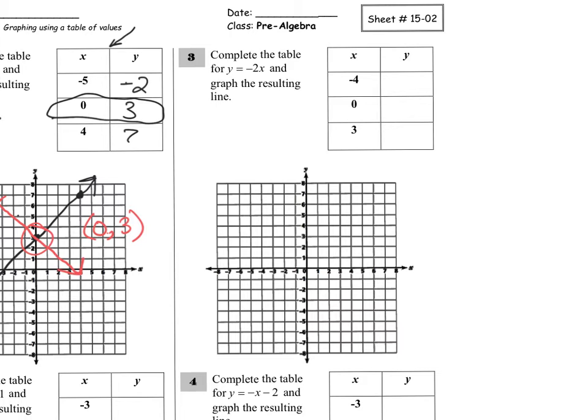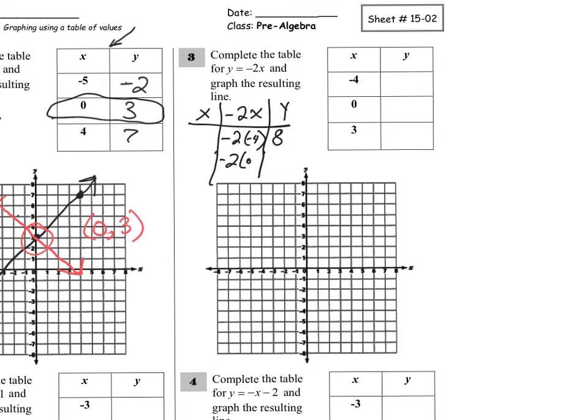Okay, the next one says that we are taking every x and we are multiplying it by -2. So it's going to change the sign and double each of the values. So if I plug in a -4, 2 times 4 is 8, and negative times negative is positive.